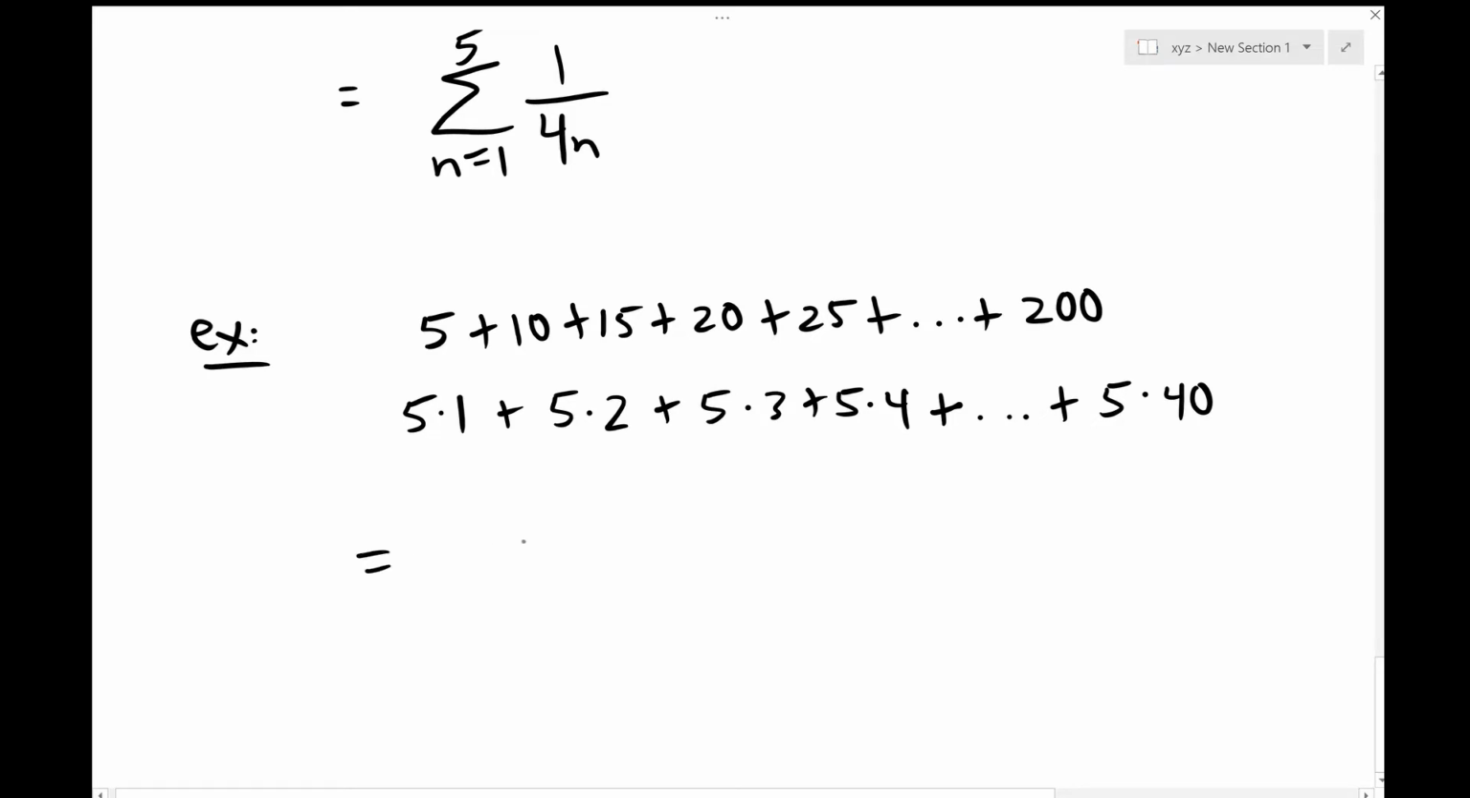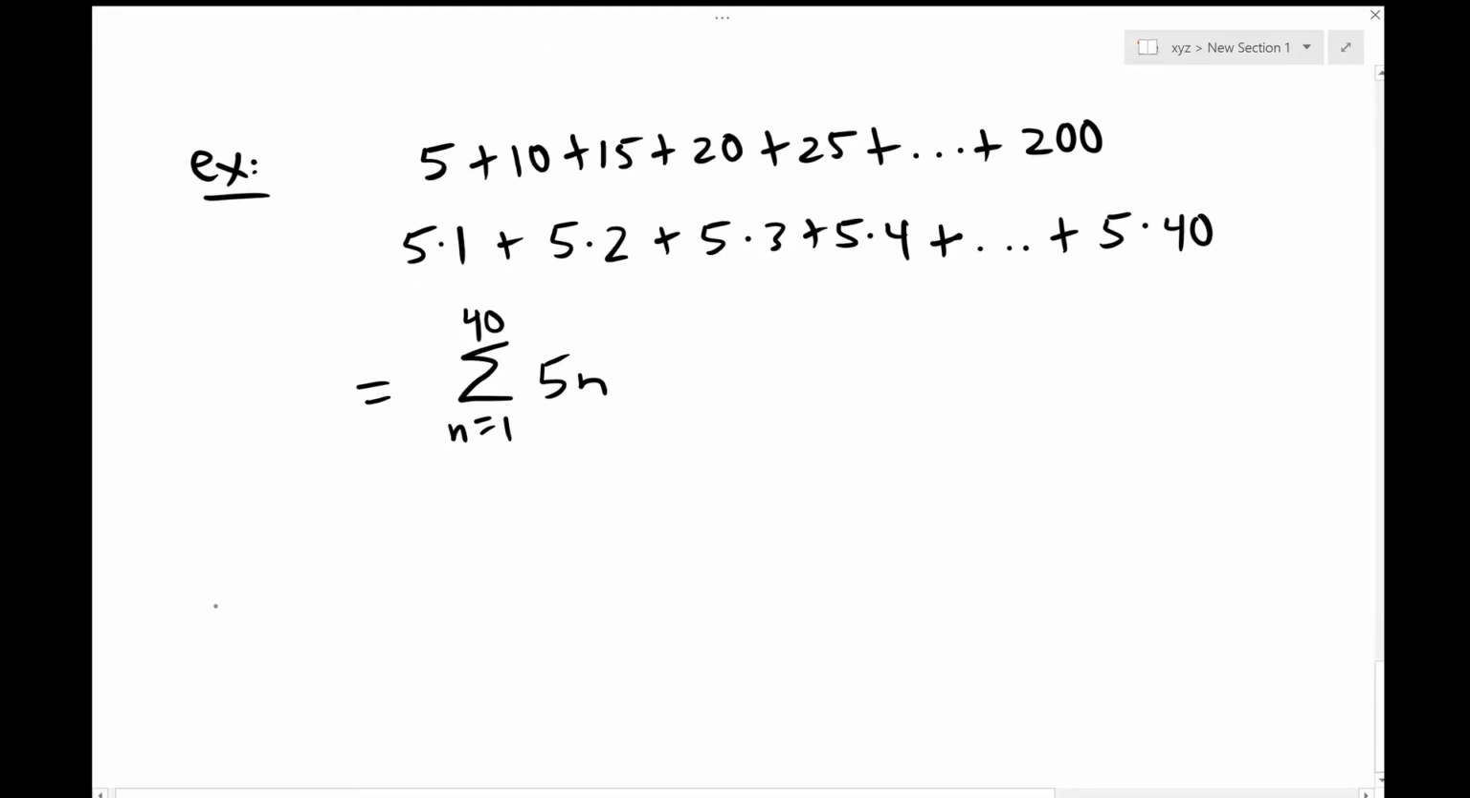And so hopefully it's not too difficult to tell that the actual pattern of the numbers is 5 times n. And when we write the sigma notation, we should be able to see that we want n to start at 1 and to stop when we plug in n equals 40. And so that gives us our index of summation, the actual numbers that we're plugging in for n. So that would be the sigma notation for that example.